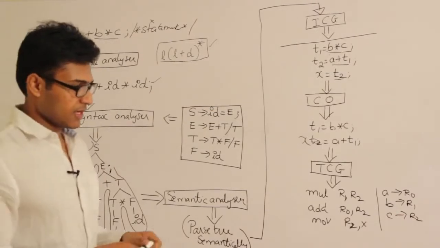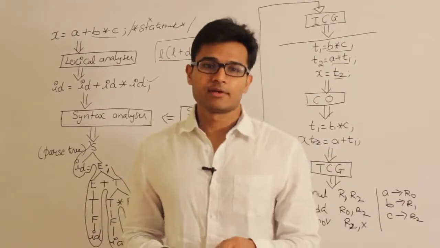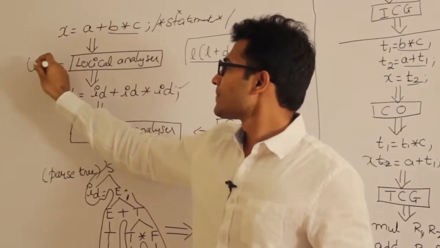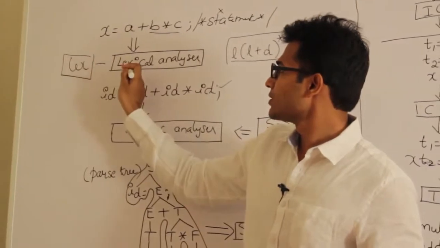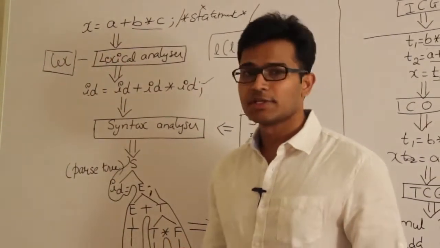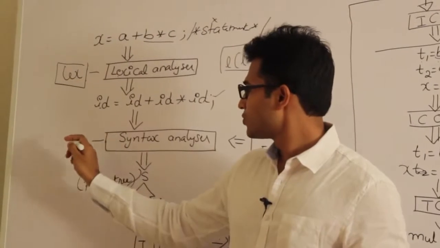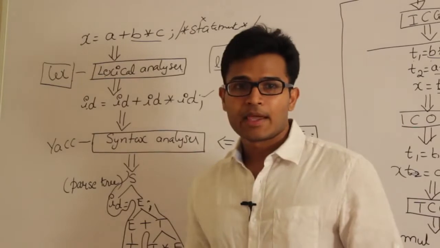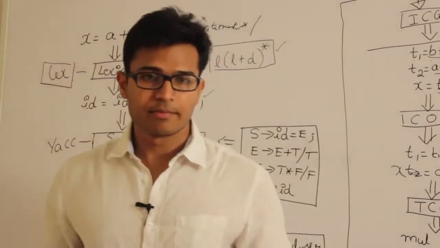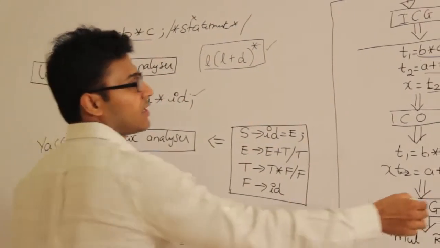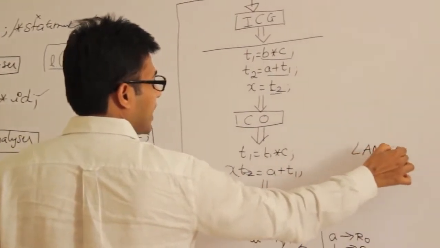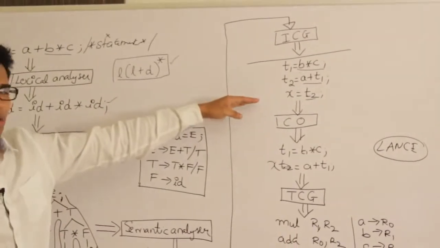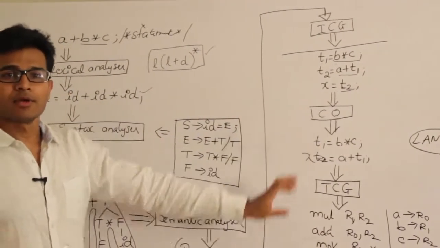If you are interested in implementing a compiler, there are various tools available. First, for the lexical analyzer there is a tool called Lex available in Unix. So you can implement a lexical analyzer using Lex. And for the syntax analyzer there is a tool called YACC, yet another compiler compiler. And if you want to do any project on this, there is a tool called LANCE. LANCE is nothing but an implementation of the front end of the compiler, which will give you intermediate code, and then you can implement the back end on your own depending on the platform.